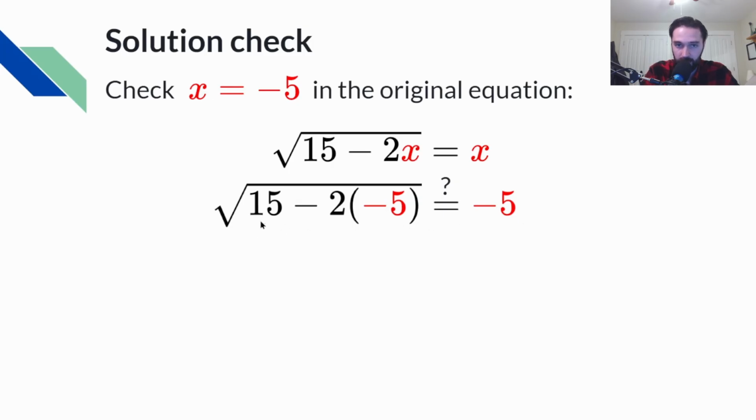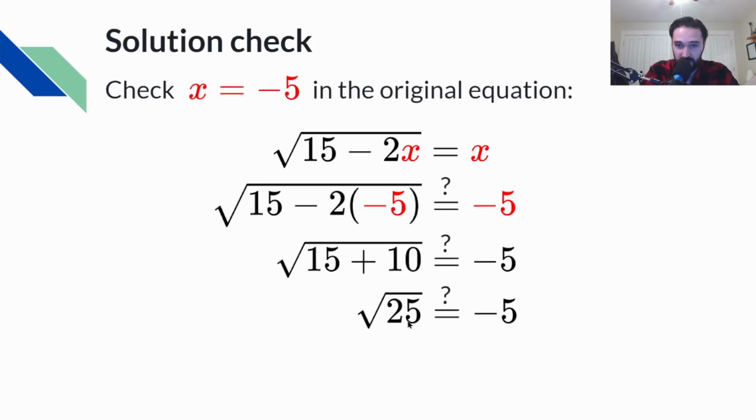Under the radical, we have 15 plus 10, which is 25. So we have the square root of 25, and we get 5 on the left-hand side, and that is not equal to negative 5. You say, Luke, how about a plus or minus here? Shouldn't you put a plus or minus when you take the square root of 25? And the answer is no, we don't do that. We only include a plus or minus when we're solving for an unknown variable, if we're trying to isolate x and solve for it.